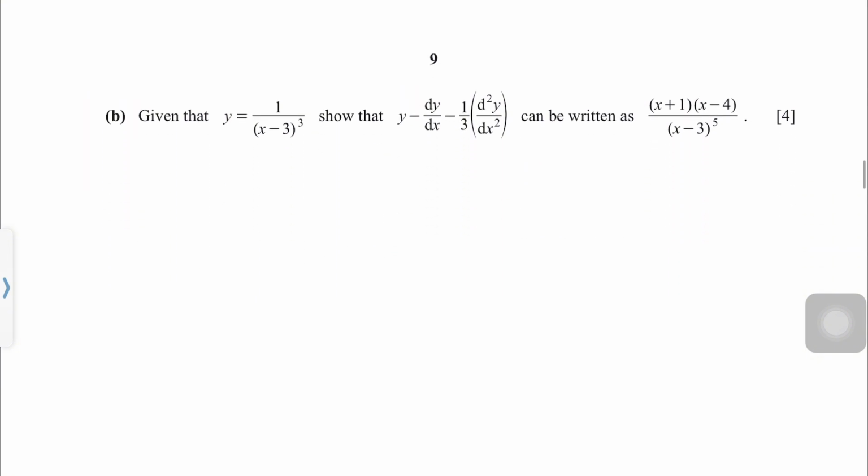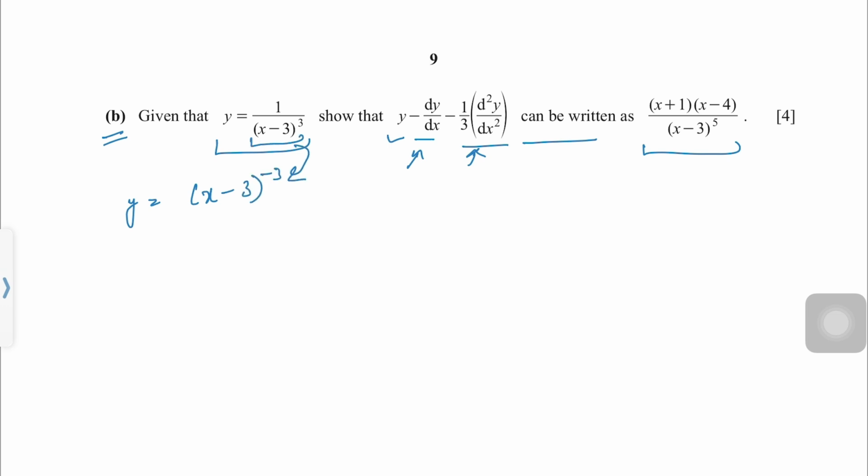Now moving on, we have part B, which is given as y equals 1 over (x minus 3) cubed. Show that y minus dy/dx minus 1/3 d²y/dx² can be written as this. So we need dy/dx and d²y/dx². Let's calculate dy/dx and d²y/dx². So this would be y equals (x minus 3) power minus 3. This can be simplified to this, and then we can simply differentiate it.